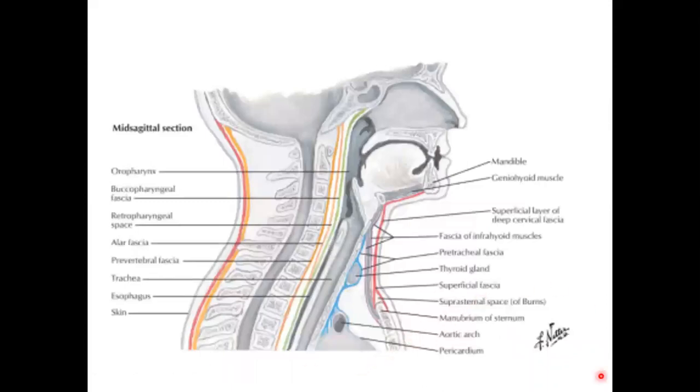Okay, and then again, this is a Netter plate that's showing the same thing. So we can see our buccopharyngeal fascia, our alar fascia, our prevertebral fascia. And then here we can see our thyroid gland. And so that pretracheal fascia, excuse me, coming along and then going down towards the heart, because this is the actual arch of the aorta here, and here's the rest of your heart.